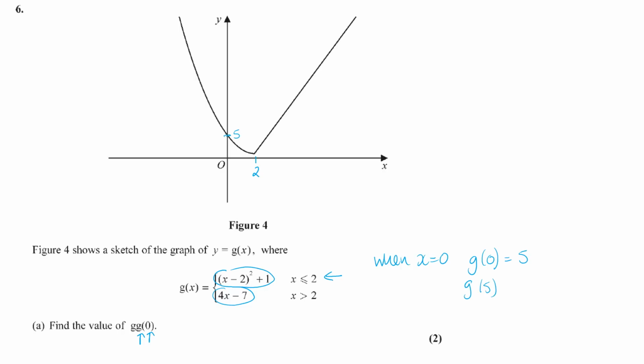And now we need to do g of 5, because when we're doing it again, you've got to put the answer that you've just got back into g. Well, now we've got the answer 5, we're going to go in this second one. So when x is 5, you're going to do 4 times 5, 20. Take away 7 is going to be 13. So that means that it goes through here at 13. So g of 0 is equal to 13.